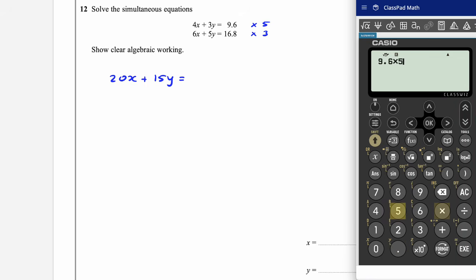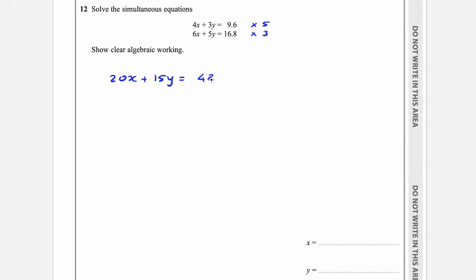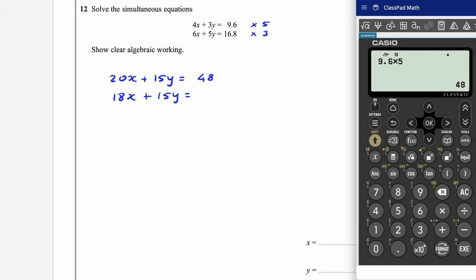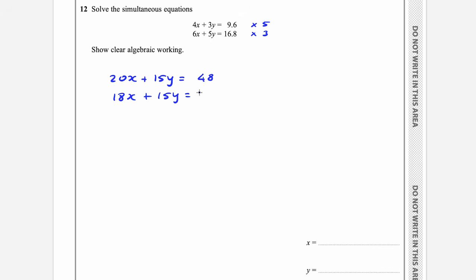9.6 times 5 is 48. And then this times 3 is 18x plus 15y equals 16.8 times 3. 16.8 times 3 is this. Okay, let's just change that to a decimal. 50.4.